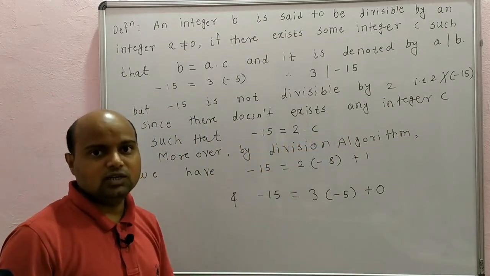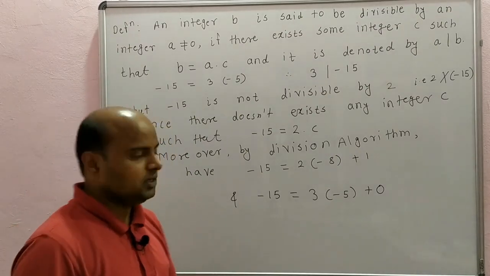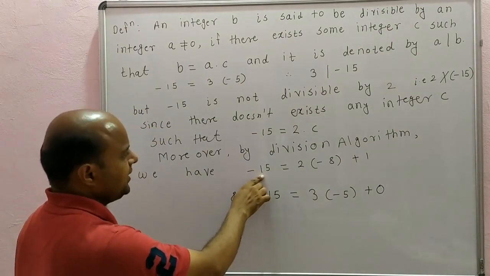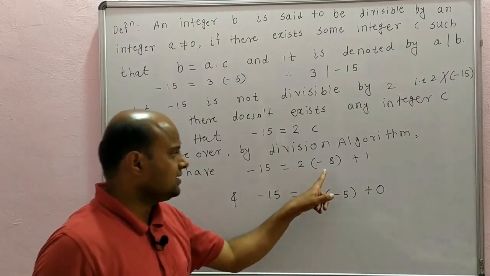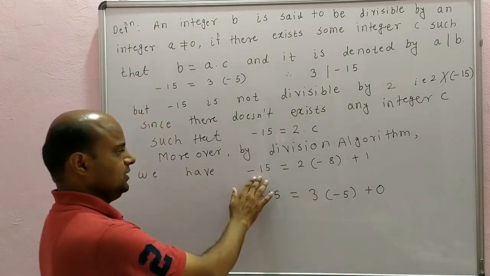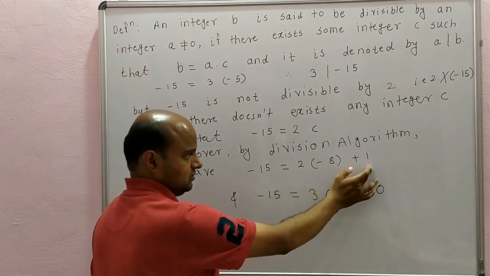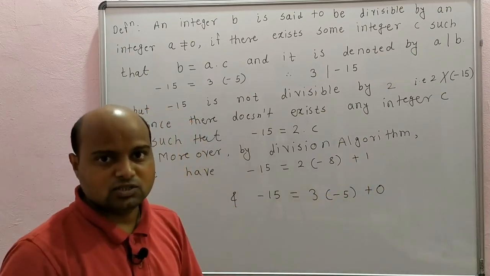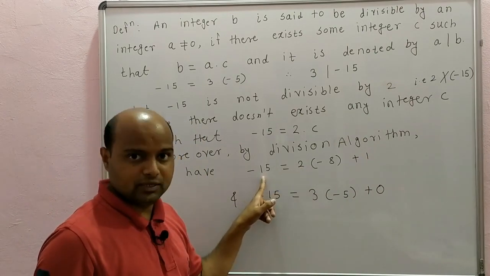We have learned the division algorithm. By using the division algorithm, if we take b to be minus 15 and a to be 2, then we can have q as minus 8 and r as 1. We can write minus 15 equal to 2 into minus 8 plus 1. Here the remainder is 1. The remainder is not 0. Therefore, 2 does not divide minus 15.